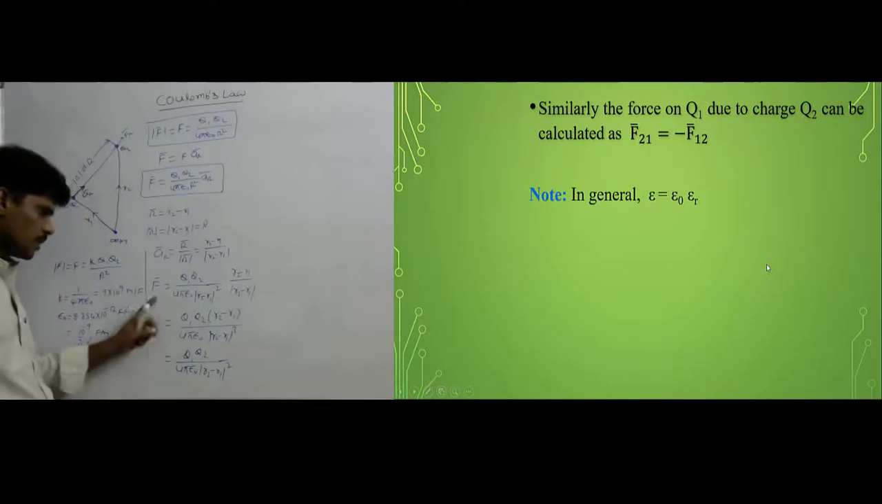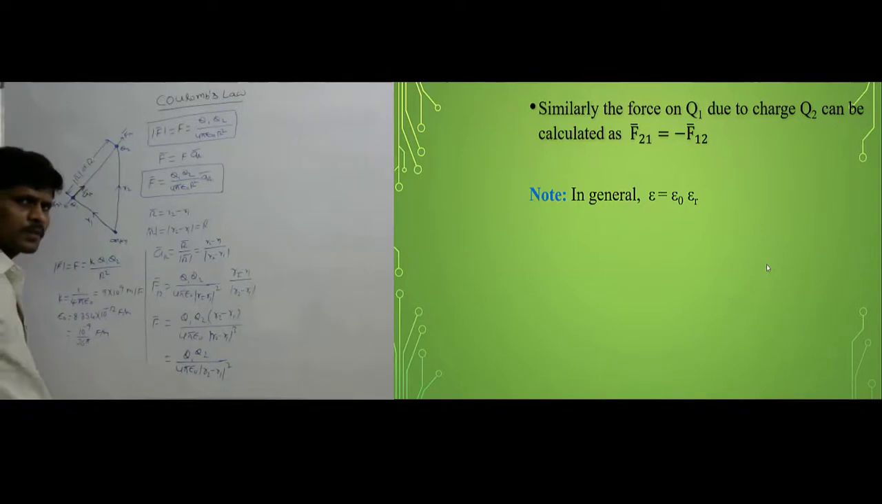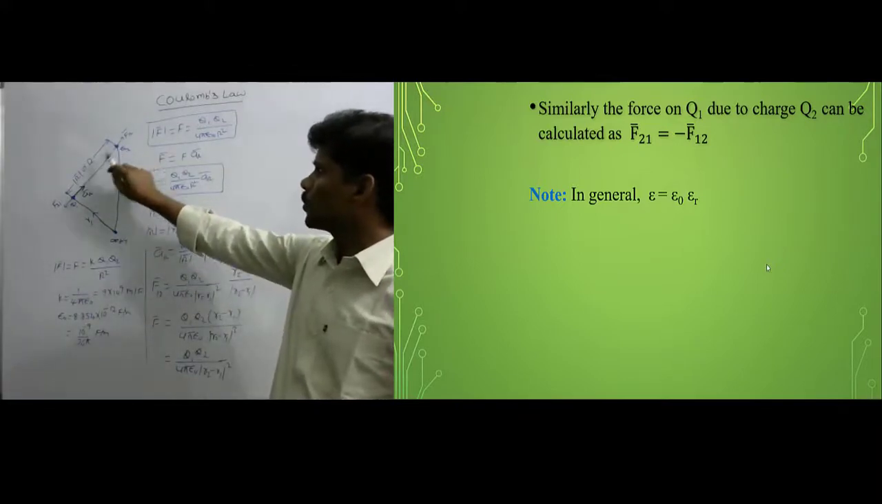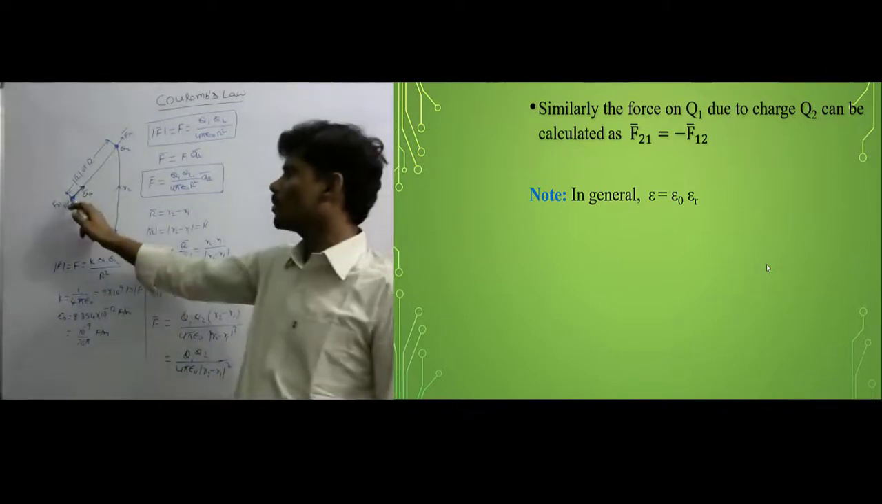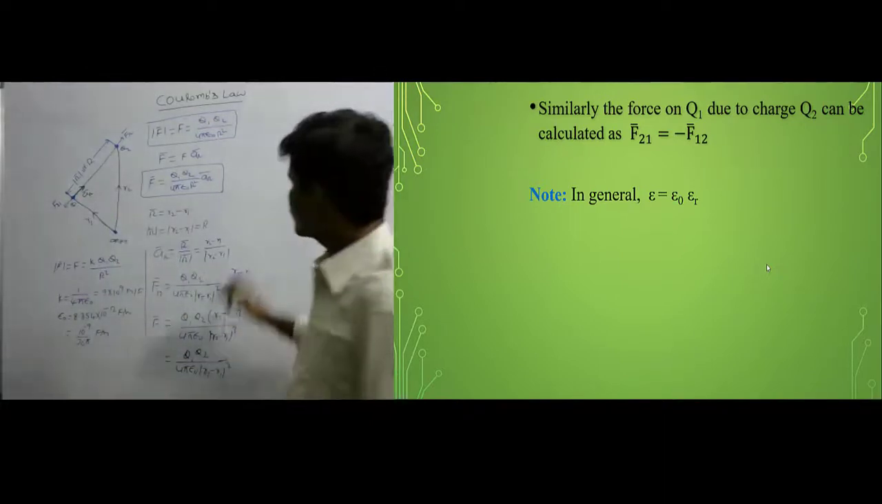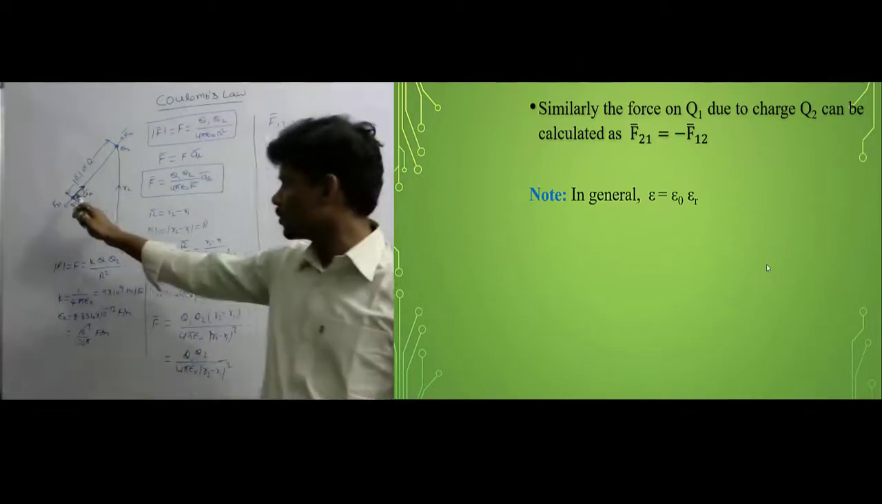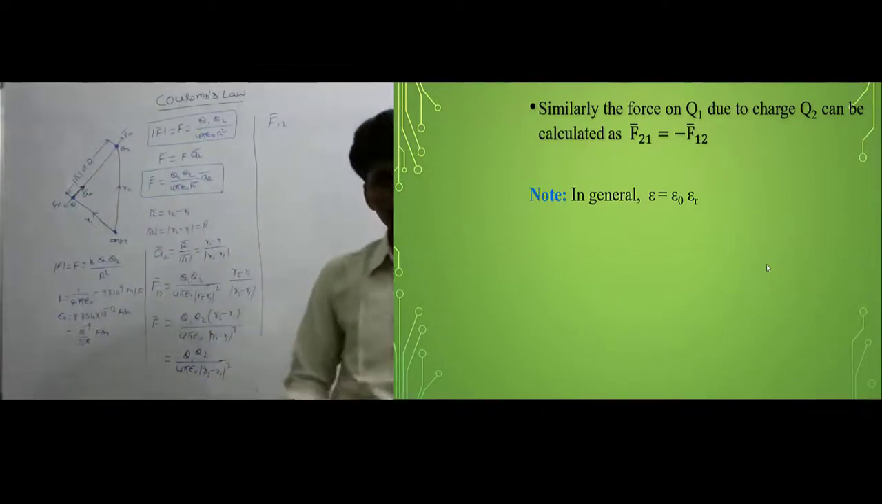Okay, and this is the equation, that F12 bar is simply represented as F bar. And this is the equation of force F bar, the force on charge Q2 due to Q1. Similarly calculate the force on charge Q1 due to Q2, which is represented symbolically as F21 bar. F21 bar is the force on charge Q1 due to Q2. These two forces are equal but in opposite directions.